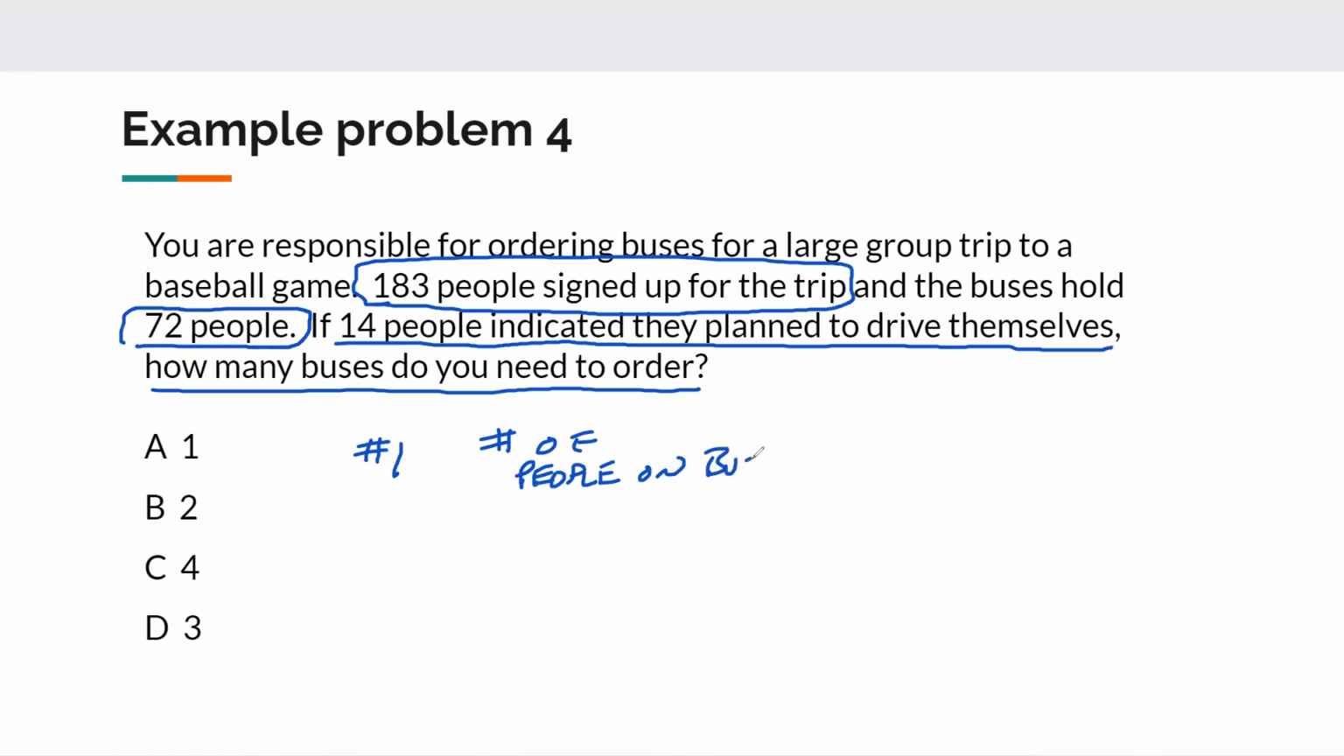Step number 1, number of people on the bus. Or I should say buses. That's going to be 183 who signed up minus the 14 who are going to drive themselves. That leaves us with 169 people who need a bus seat.